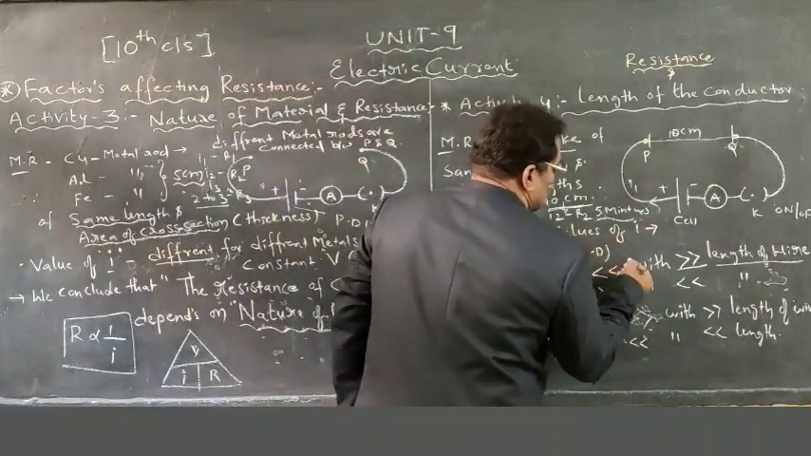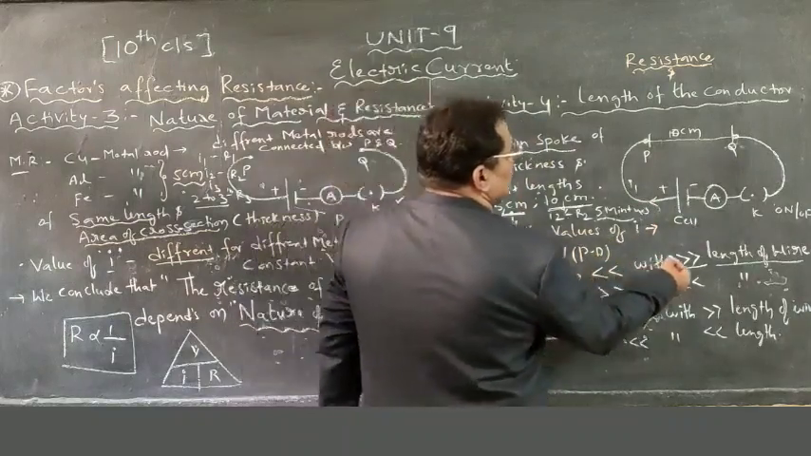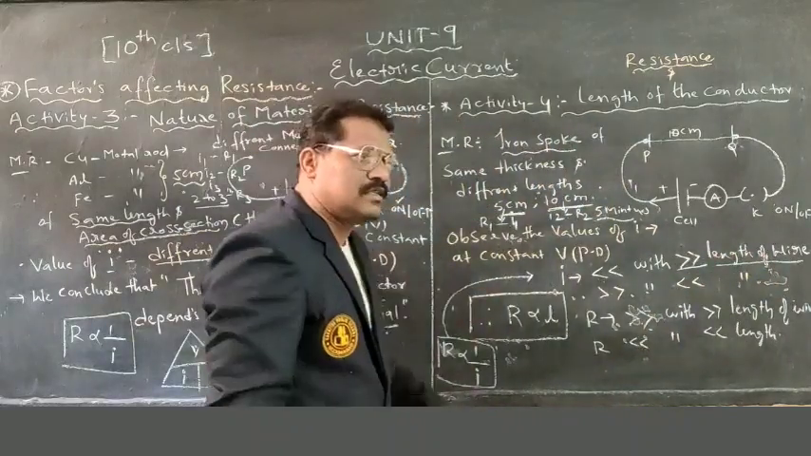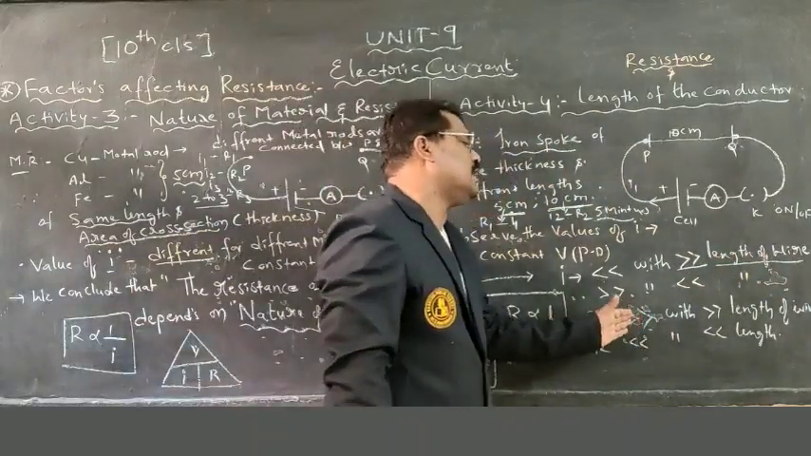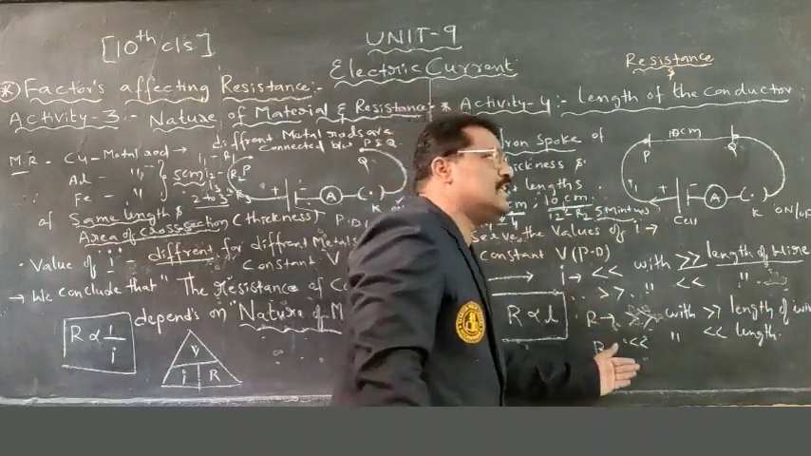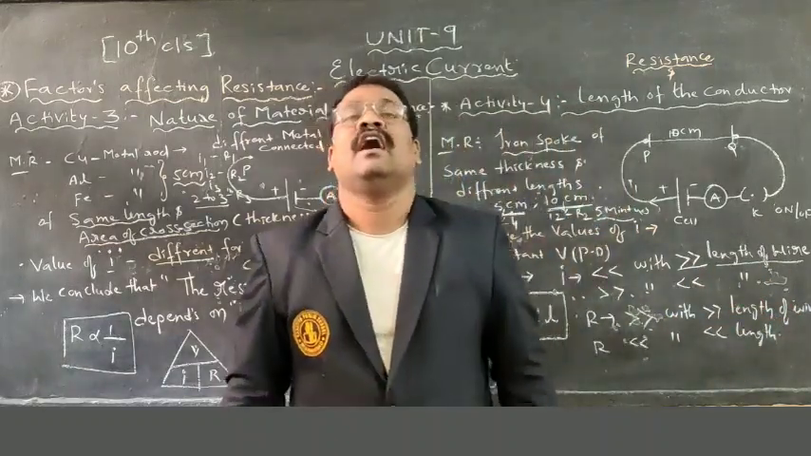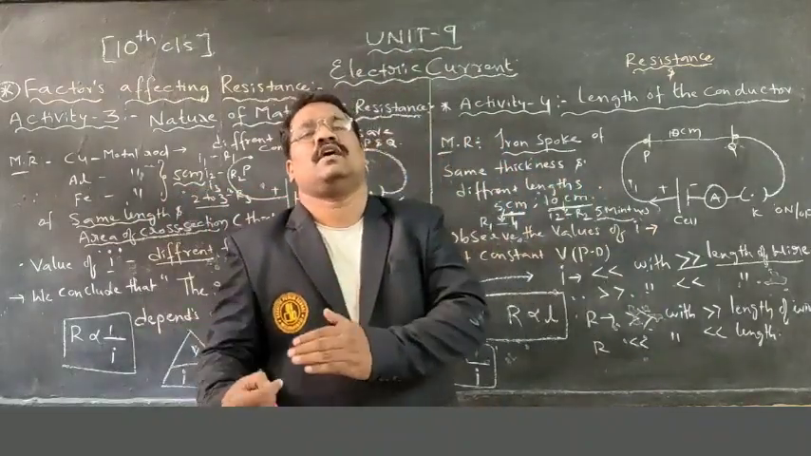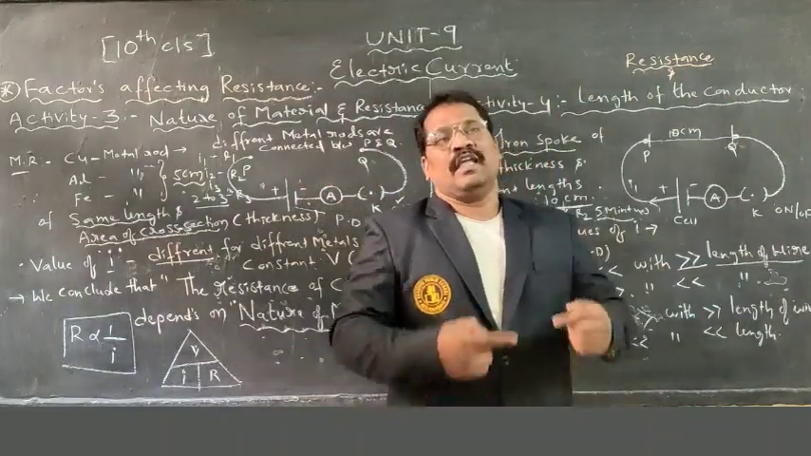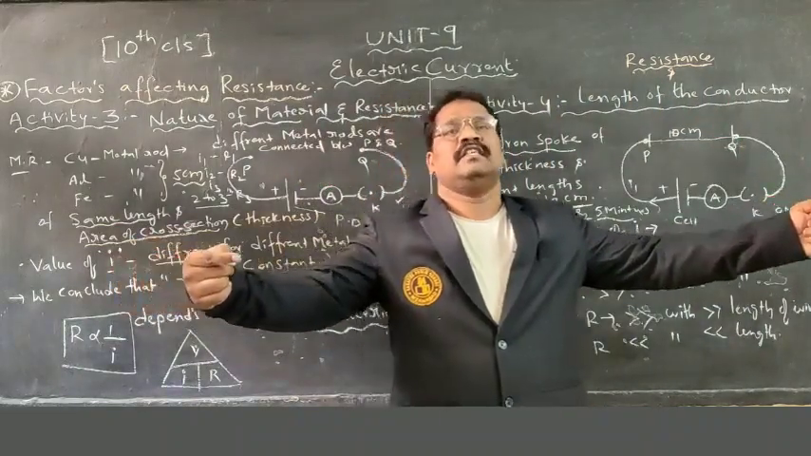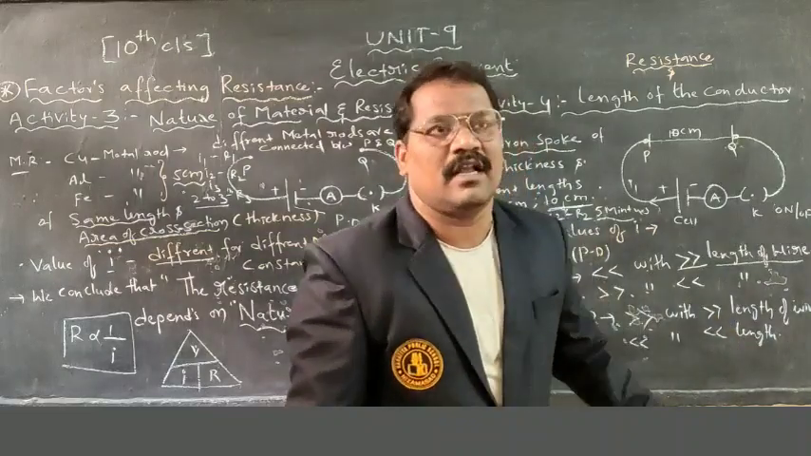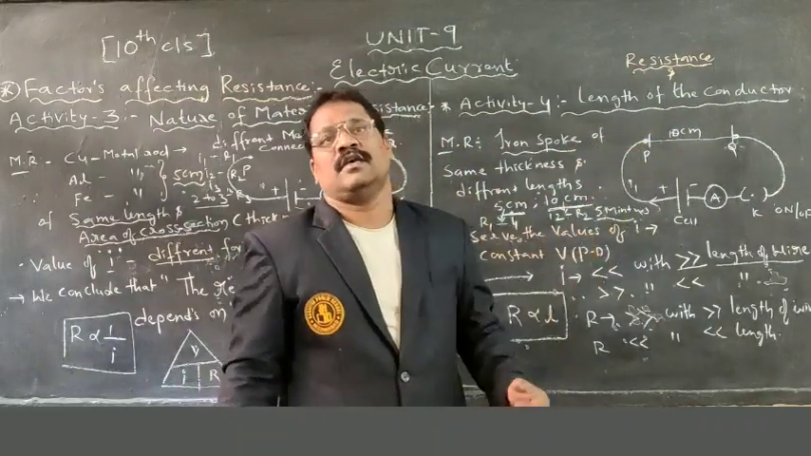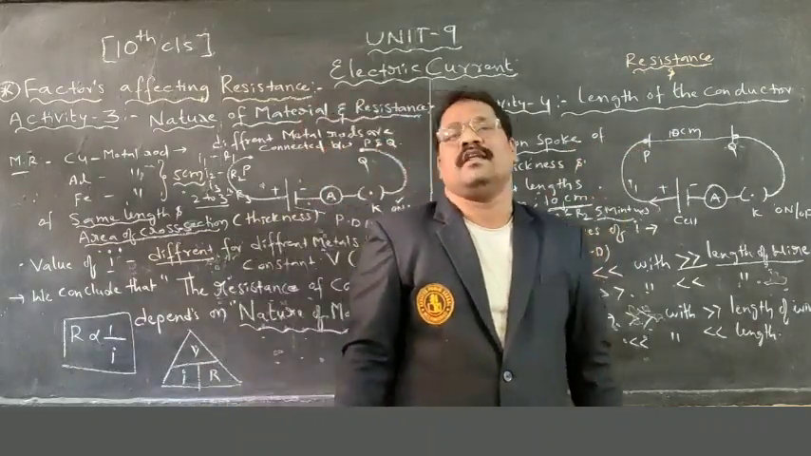It indicates that a decrease in current indicates an increase in length, and an increase in current indicates a decrease in length of the wire. Vice versa, an increase in resistance indicates an increase in length, and a decrease in resistance indicates a decrease in length. If the length of the wire is smaller, it offers less resistance, so more current can flow. As the length of the wire is increased, resistance gradually increases and current flow gradually decreases.